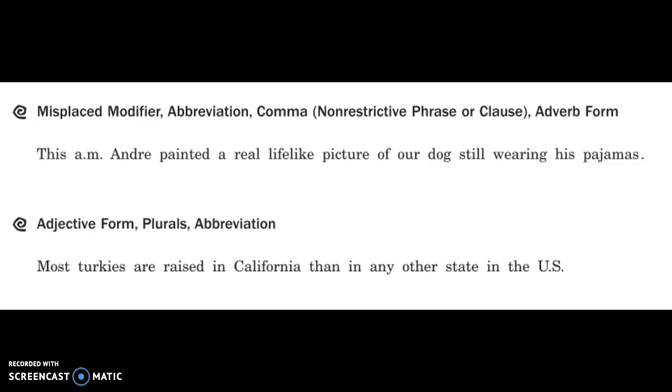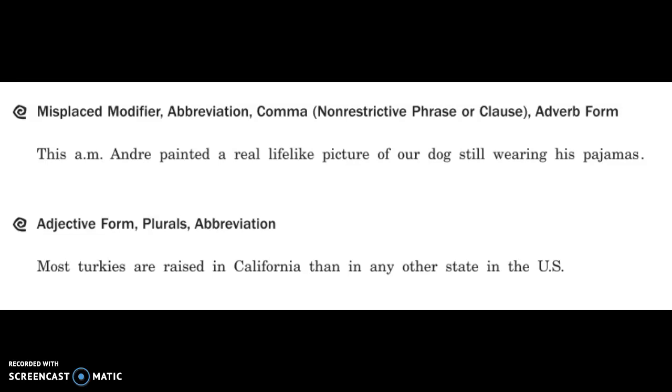Our sentence says, "This AM, Andre painted a real lifelike picture of our dog still wearing his pajamas." In this sentence, we have a misplaced modifier. We also have an abbreviation error that we're going to spell out. We will add commas to show that we have a non-restrictive phrase. And we have adverb form errors to address as well. So let's begin with our misplaced modifier.